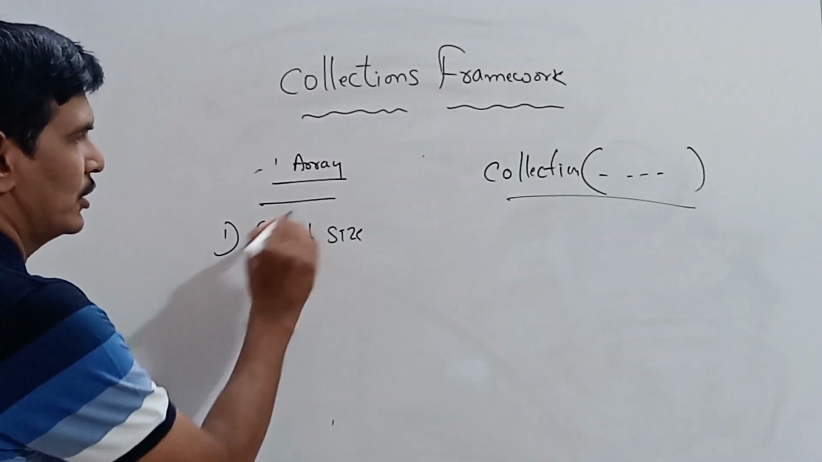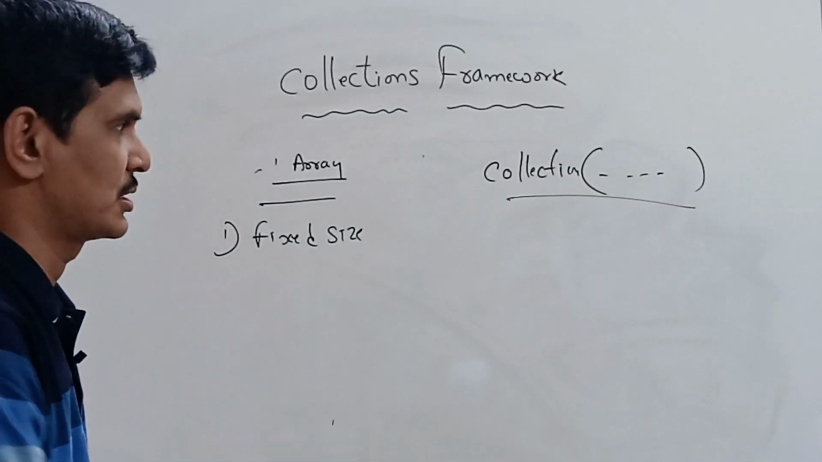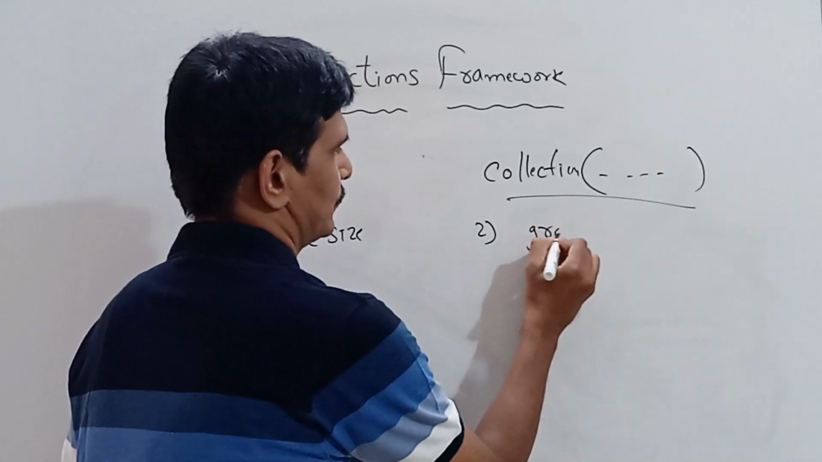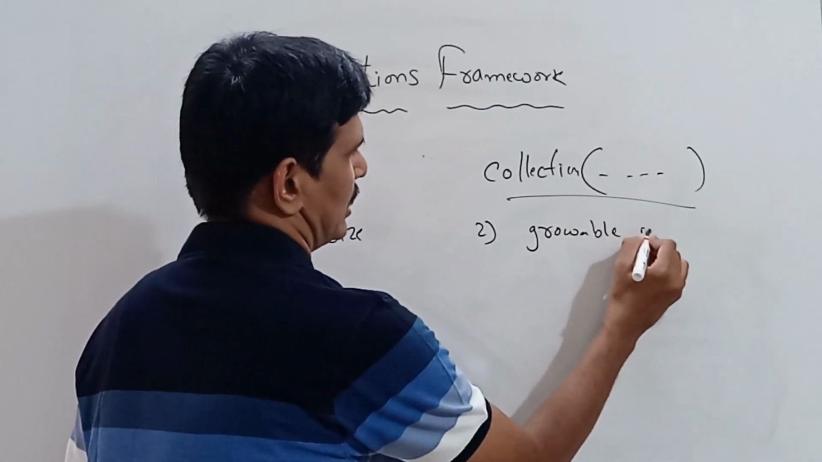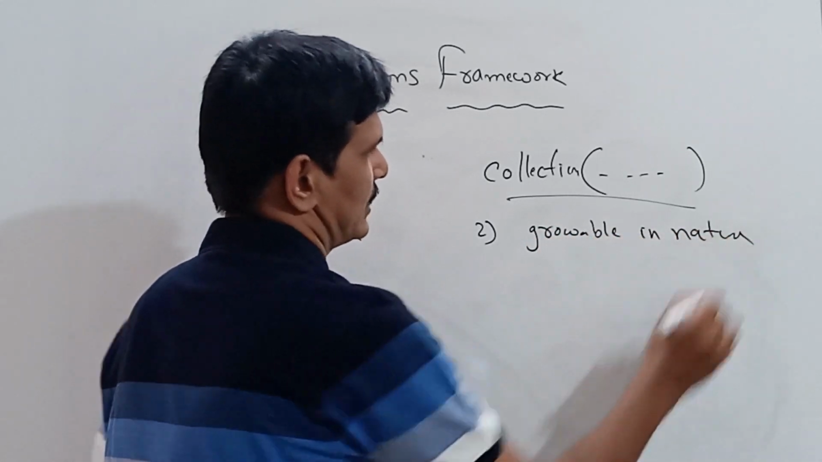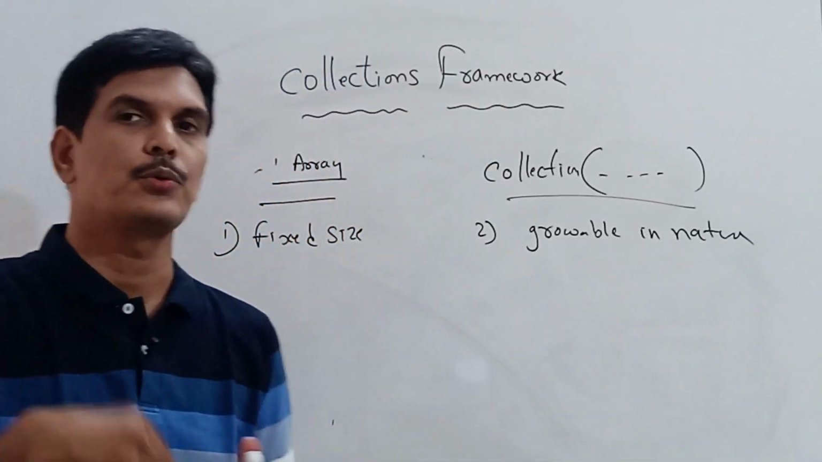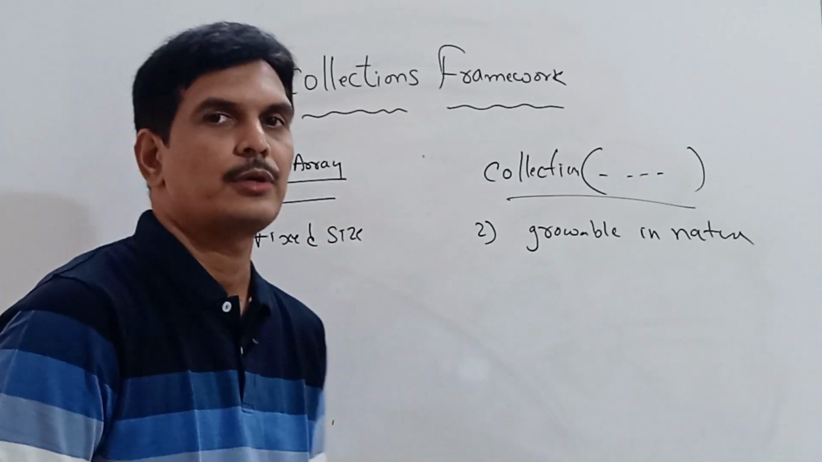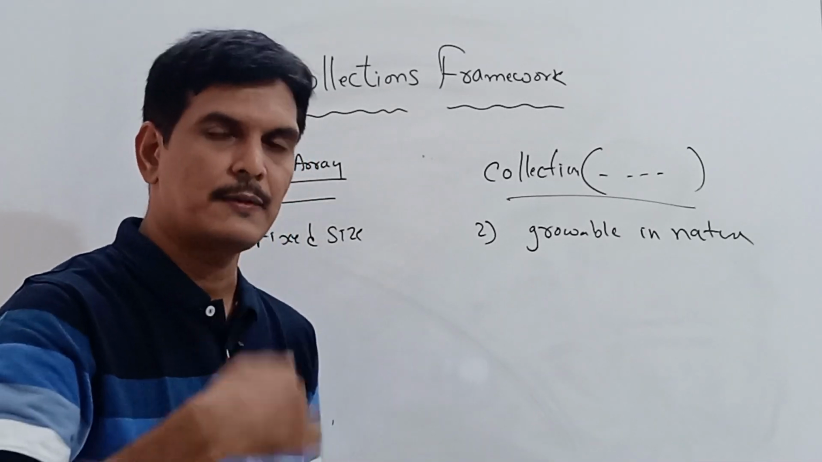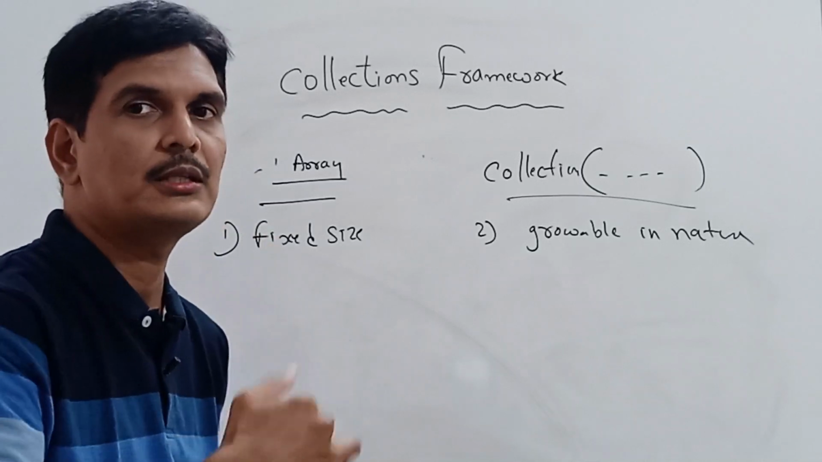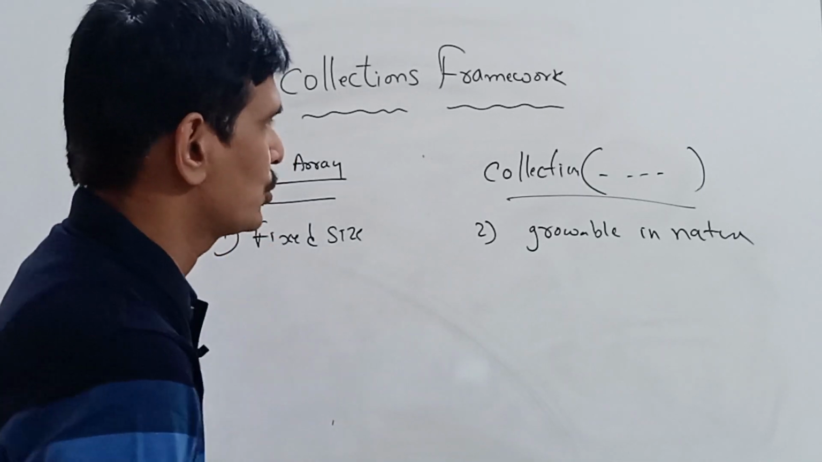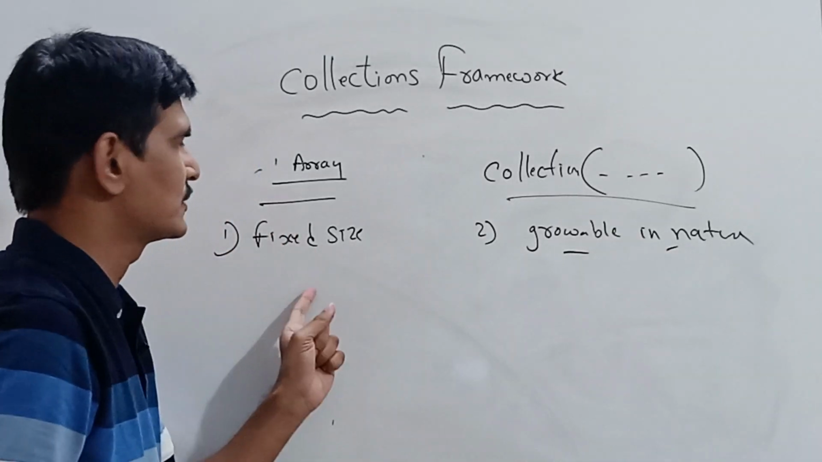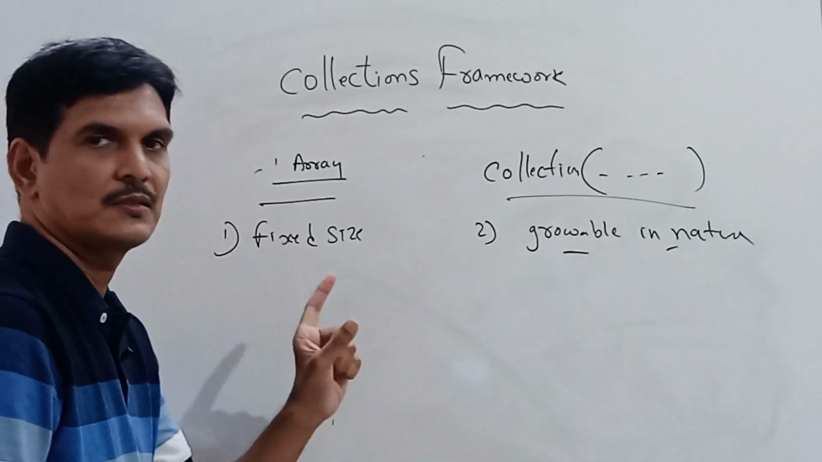So basically arrays are not growable in nature, whereas collections are growable in nature. At runtime, if you want to add new elements, we can keep on adding new data elements. Similarly, if you want to remove elements at runtime, we can remove them, so there is no memory wasted. So collections are growable in nature, whereas arrays are fixed size.